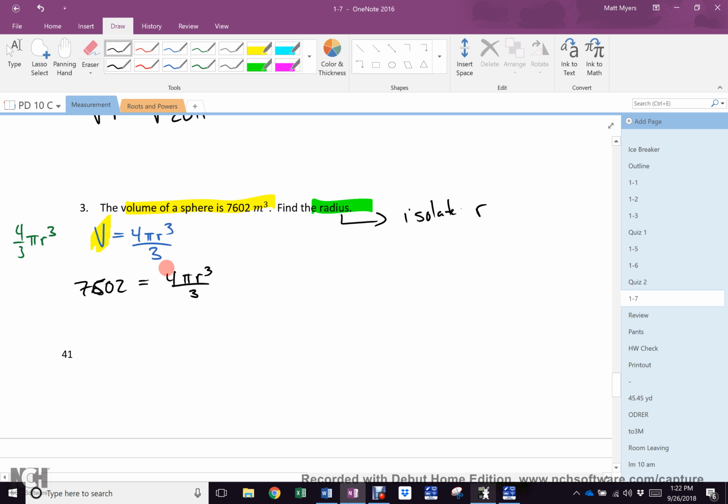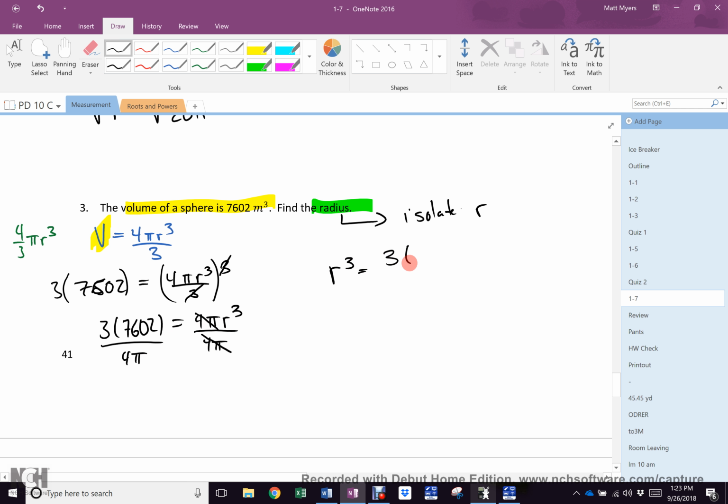How do I get rid of divide by 3? I multiply by 3. Cancel, cancel. So now I have 3 times 7,602 equals 4 pi r cubed. How do I get rid of the 4 and the pi? I divide by 4 pi. So now, cancel, cancel. I have r cubed equals 3 times 7,602 divided by 4 pi.